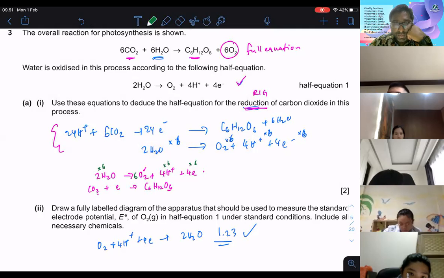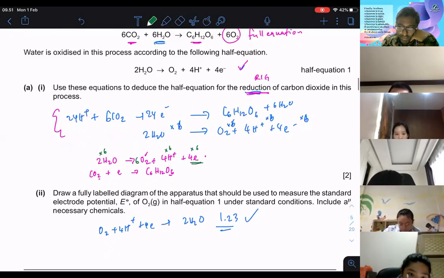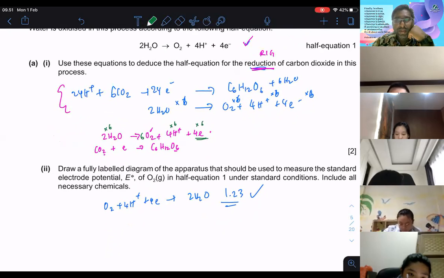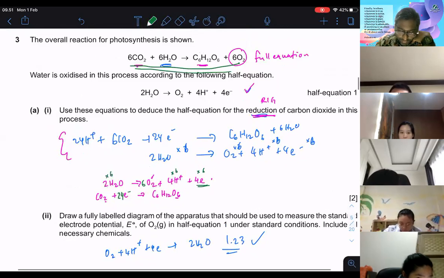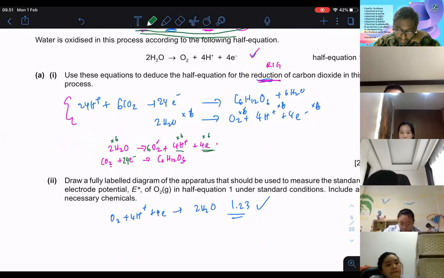It is important to eliminate all the electrons. So 6 times 4 is 24, which means this is going to be 24 electrons. I need to get that eliminated. And there is no H plus in the main reaction. I have H plus here, so this H plus must be eliminated. So 6 times 4 is 24 H plus, and automatically 24 H plus must be eliminated. So I just put 24 H plus.